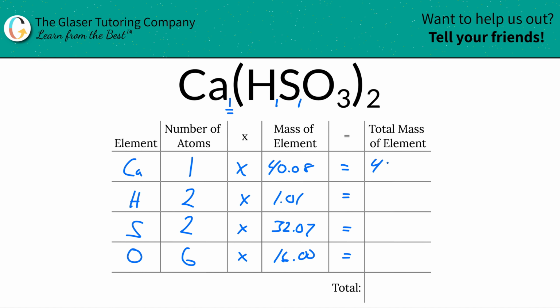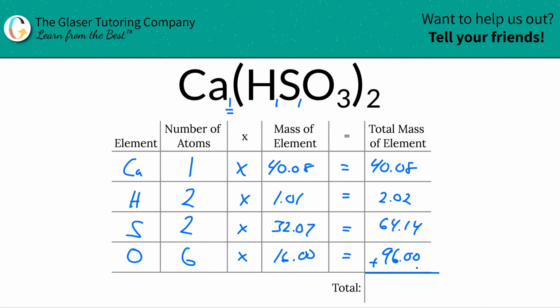So 40.08 times 1 is obviously 40.08, right? 1.01 times 2 is going to be 2.02, right? 2 times then the mass of sulfur here, 32.07, is going to work out to be 64.14. And then you got 6 oxygens, so just take that and multiply by the mass of each oxygen. So that's going to be 96 in total. Okay, you can add in the zeros there if you want. It really doesn't make a difference, obviously.